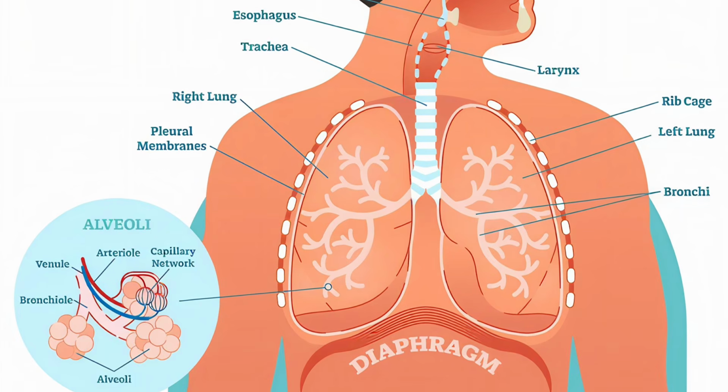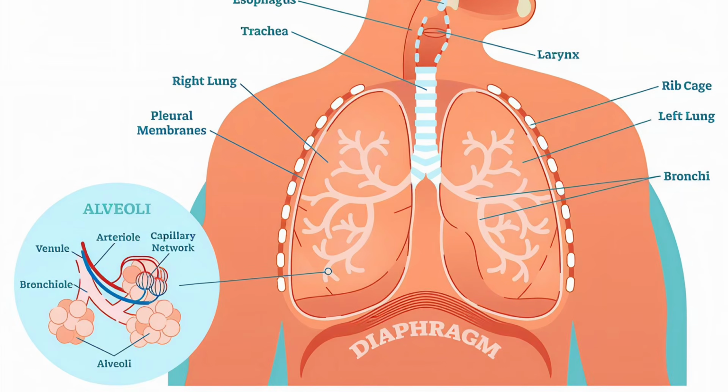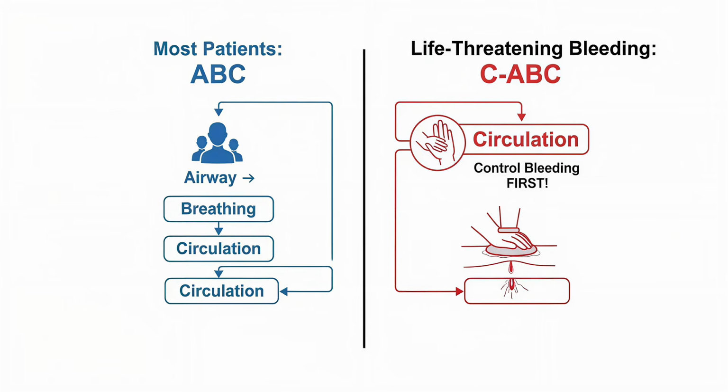It starts with the trachea, your windpipe, which splits at a point called the carina. It then branches into smaller and smaller tubes called the bronchi and bronchioles. At the very end are the alveoli, millions of tiny air sacs where oxygen enters the blood and carbon dioxide leaves it. Now, let's talk about opening a patient's airway.